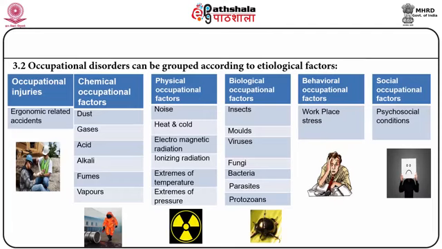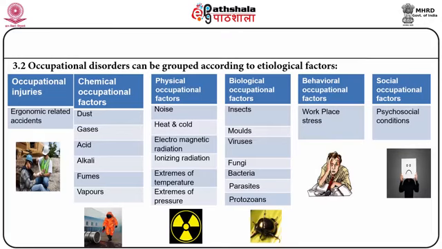Now, physical occupational factors: noise, heat and cold, electromagnetic radiation. Electromagnetic and ionizing radiation will come into places where people are working constantly with X-rays. So one has to be very careful about wearing those X-ray indicators which show how much radiation a person is getting. Then extremes of temperature, for example, working in iron ore manufacturing. There you have extreme heat where the iron ore is coming in, and if you move away from there, it could be cold temperatures, and extremes of pressure.